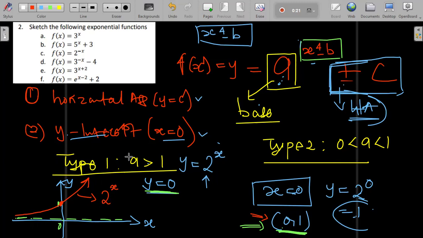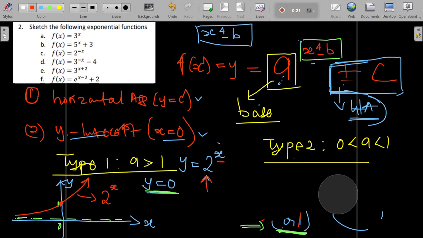So this is the type 1 graph because the base here was what? Greater than what? 0. And then we also found that the horizontal asymptote was 0 because there was nothing added to this. And then we also found the y-intercept by letting x be equal to 0. We found 1, so that's where it passed like that. So that is a type 1 sketch.